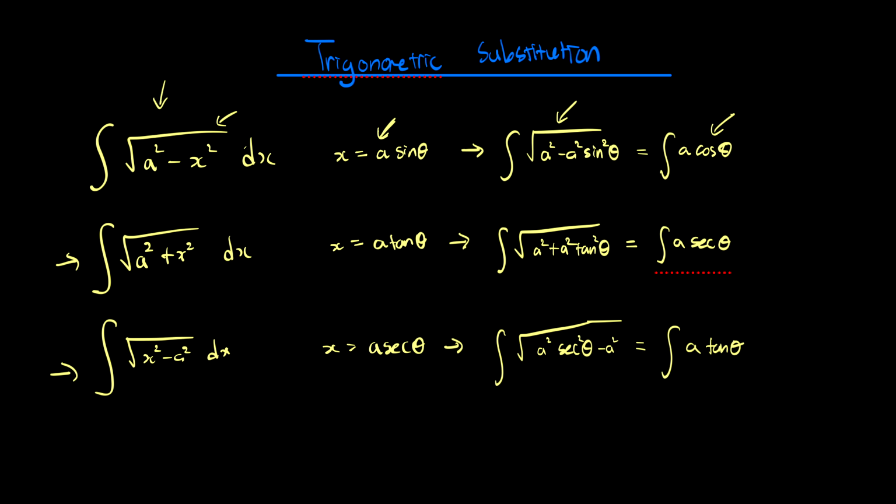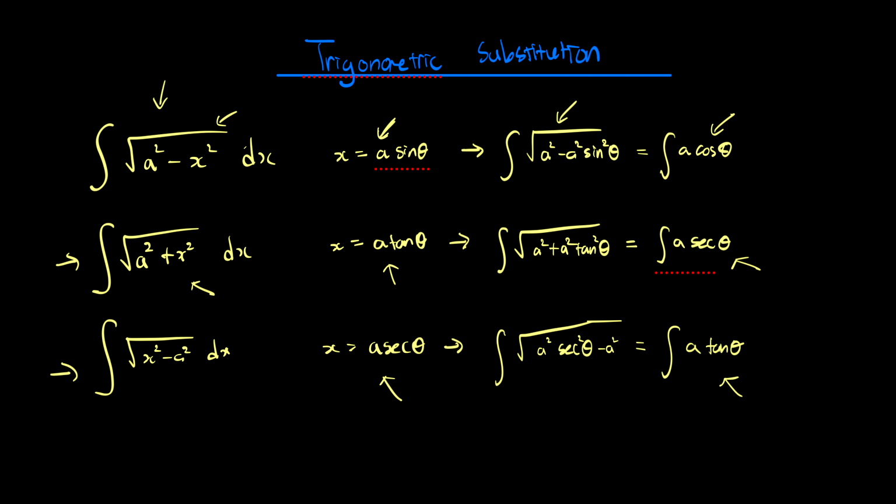Same thing here. If it's a squared plus x squared, we let x equal a tan theta, for which it simplifies into a secant theta. And if it's x squared minus a squared, we can let x equal a secant theta, and then it simplifies into a tan theta.